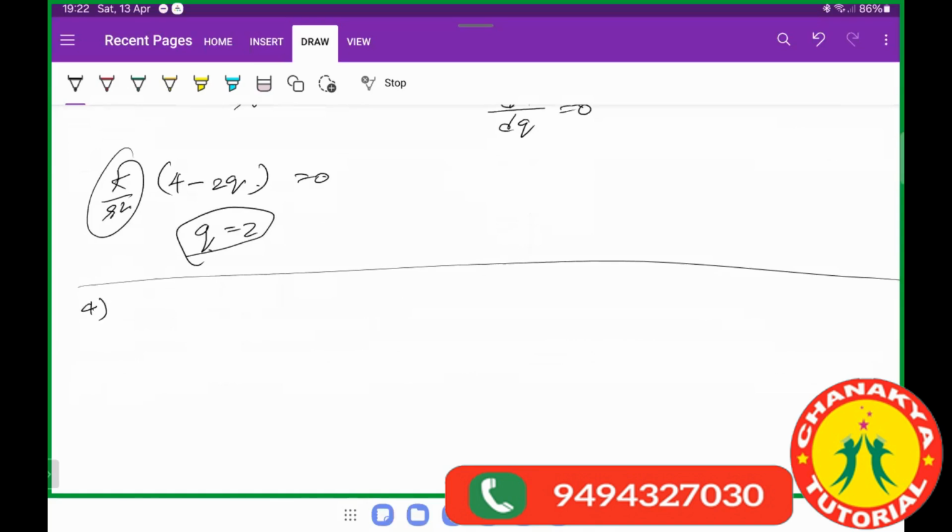Fourth, today's target is that all these questions should be done. Okay, so fourth, what does it say? Two point charges Q are placed at a distance d apart. A third point charge is placed at distance x from the midpoint on the perpendicular bisector. For what value of x will the charge experience maximum Coulomb force? Okay, so where will we get maximum Coulomb force? That's what we need to find out.